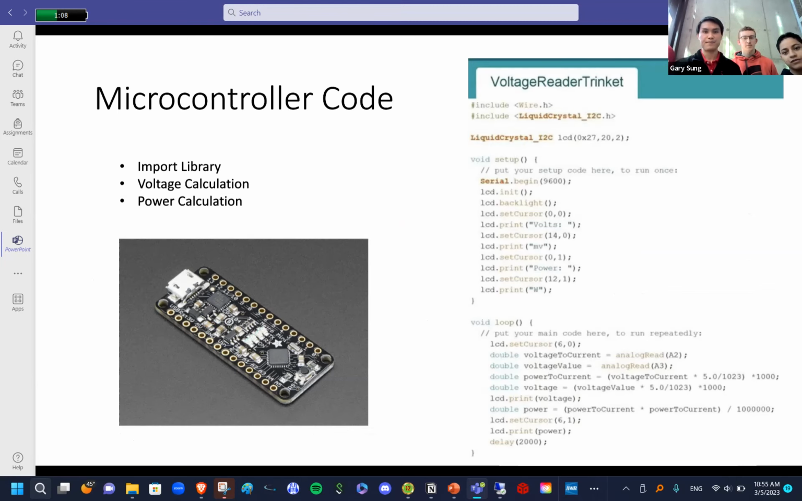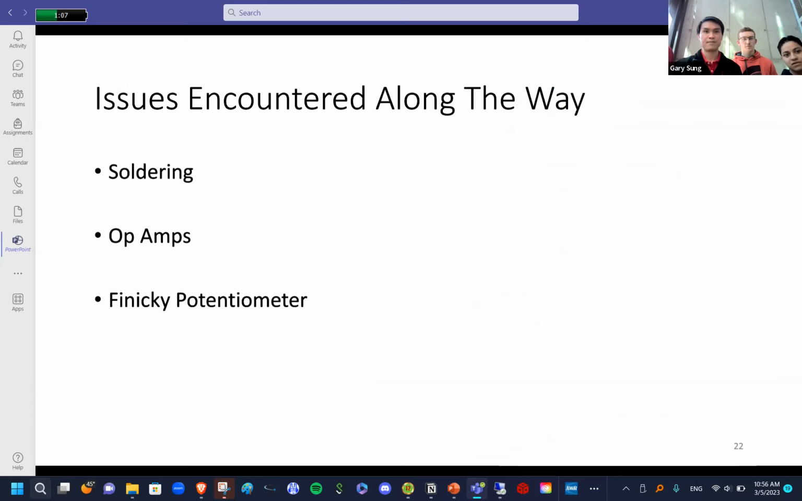Here's some code that we use to actually output the data onto the LCD screen. Some issues encountered along the way were soldering, trying to configure the op amp, and some finicky potentiometer work.